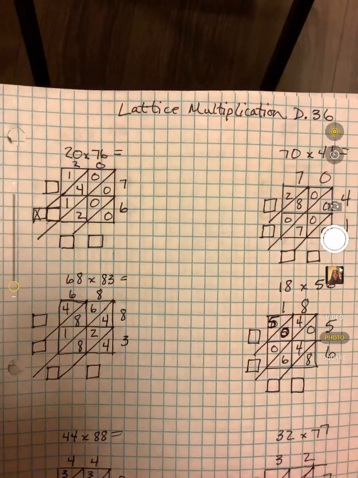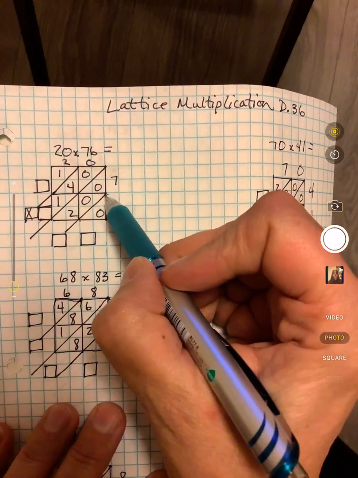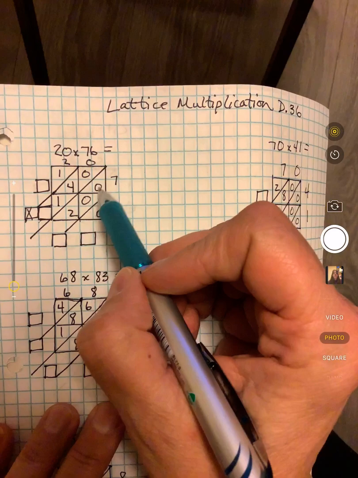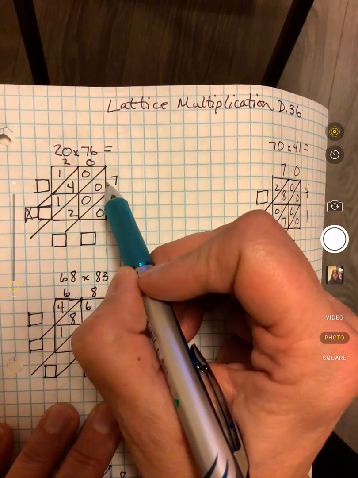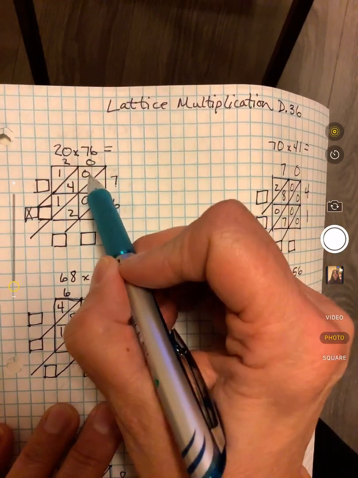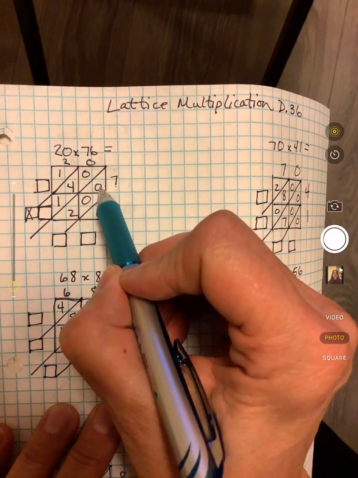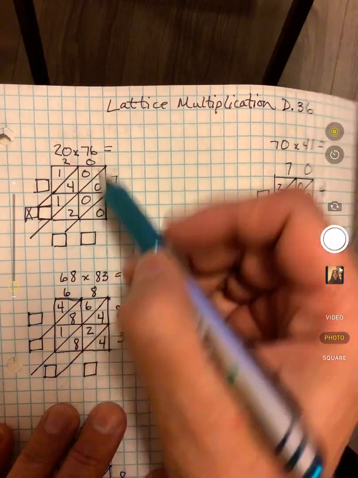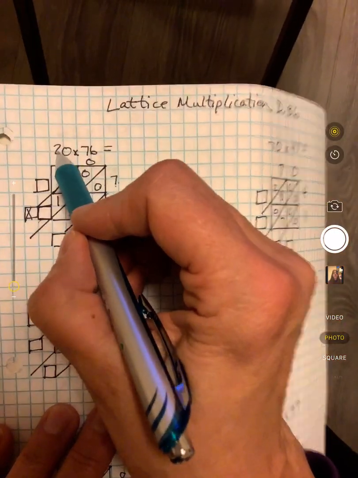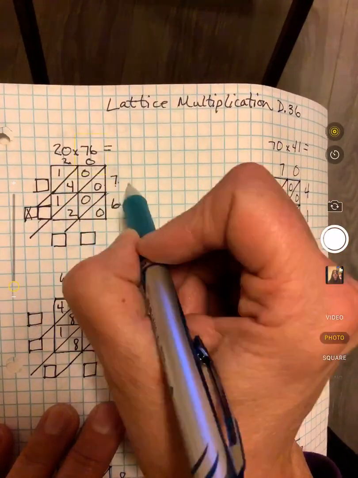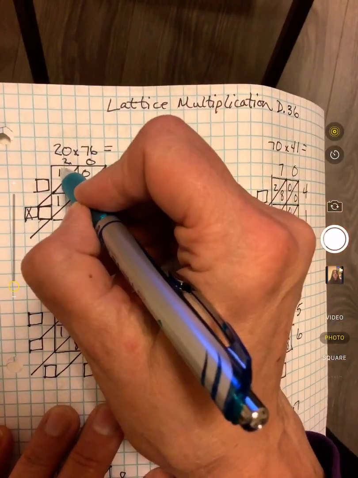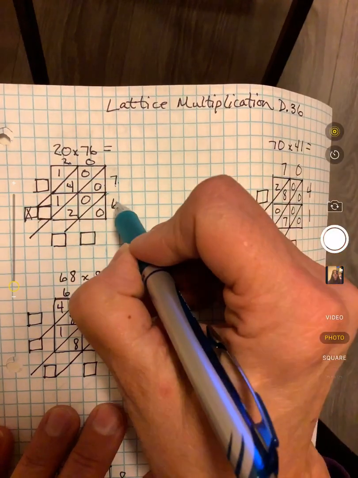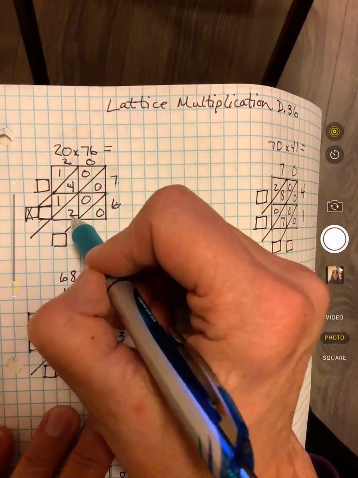Okay, so you can see these lines, and I'll show you how they got the answers. So I take 7 times 0, I put zeros in both boxes there. 6 times 0, I put the zeros there. 7 times 2, 7 times 2 is 14, so the 1 goes here, the 4 goes right there. And then 6 times 2 is 12.